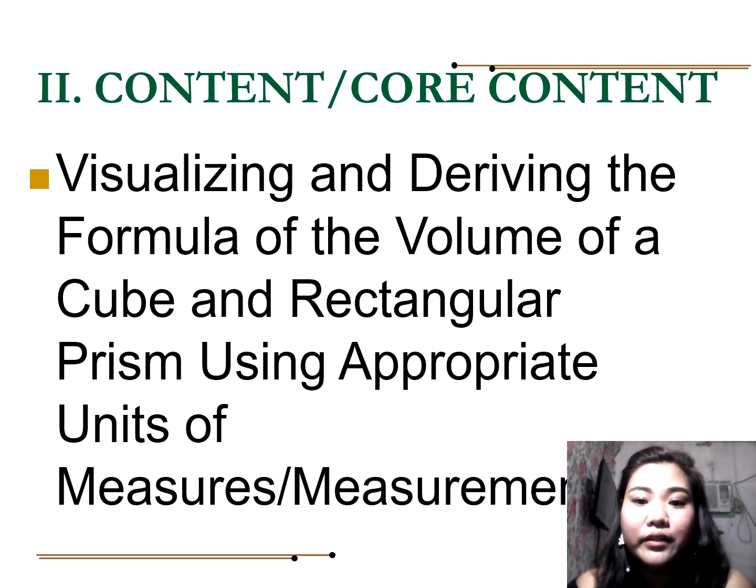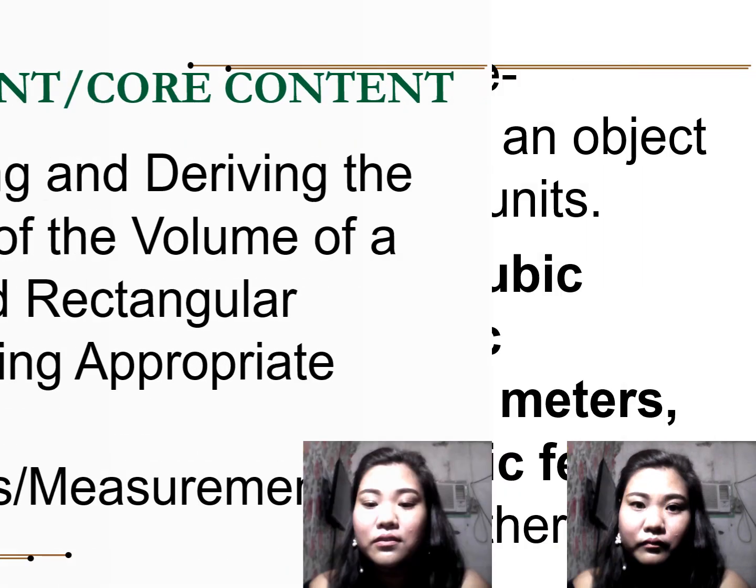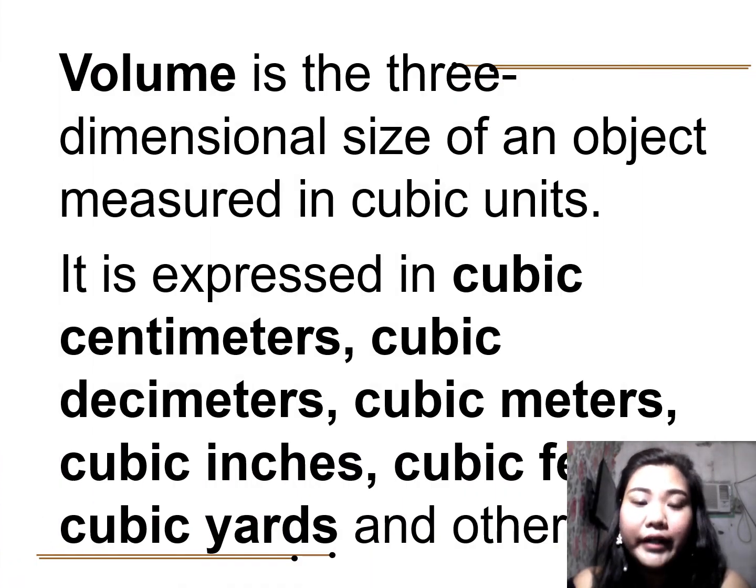This is the content: visualizing and deriving the formula of the volume of a cube and rectangular prism using appropriate units of measure. Before we start, let's define volume. Volume is the three-dimensional size of an object measured in cubic units. It is expressed in cubic centimeter, cubic decimeter, cubic meters, cubic inches, cubic feet, cubic yard, and others.